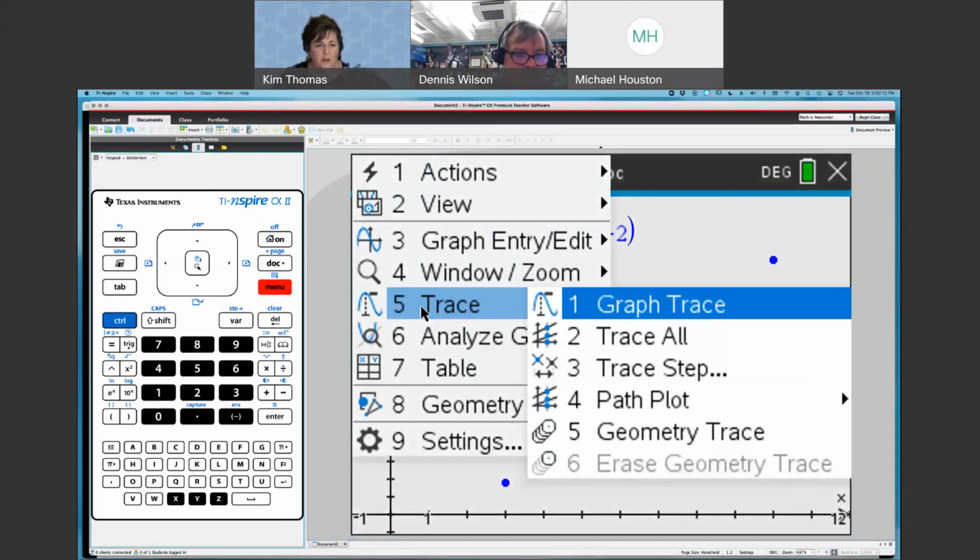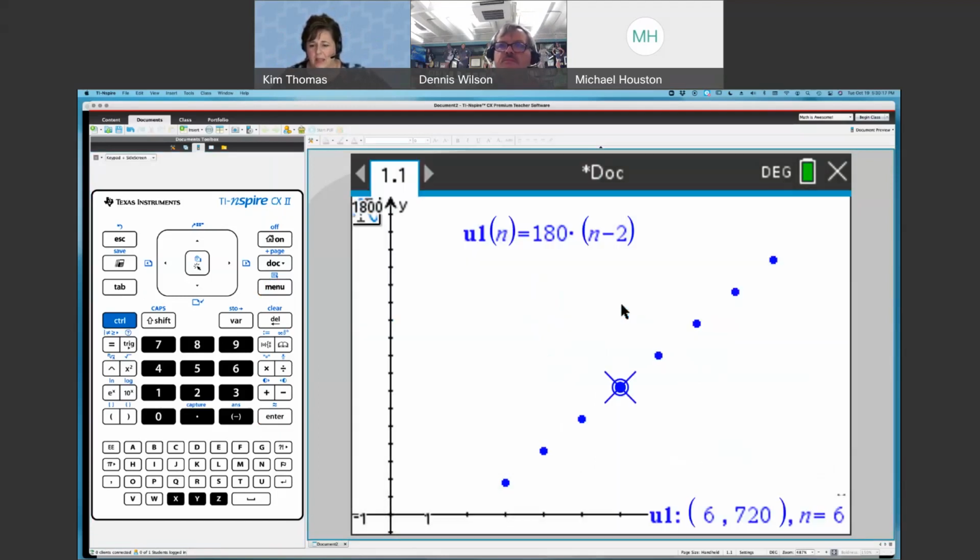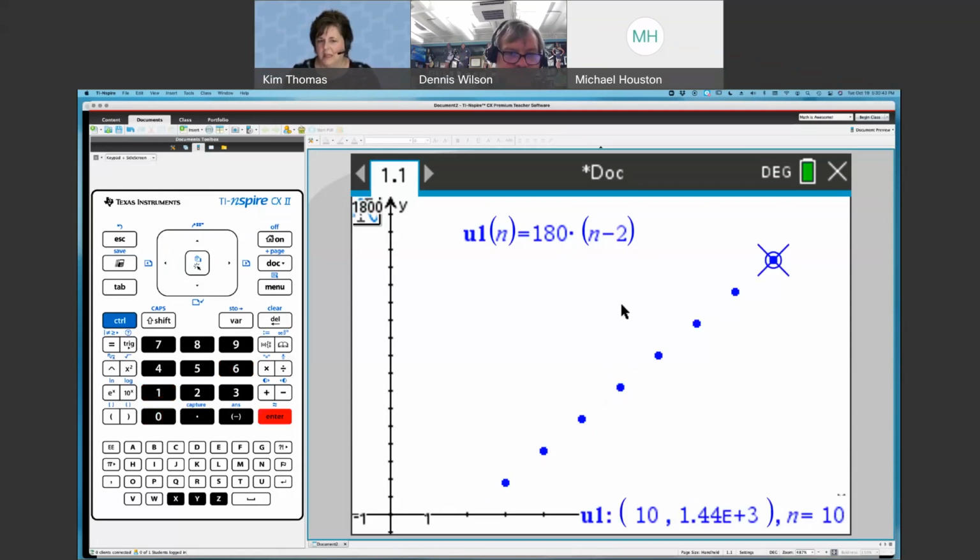So again, on the Nspire, we hit menu and trace, and we're going to hit graph trace. And now you can see what's different about this particular plot is I have my n's. So at n equals 3, my input of 3 sides, I have a sum of 180 degrees. At n equals 4. And then don't forget that you can jump around. So I can type in 6 and hit enter, and I can see what happens at 6 sides. I could type in 10 and hit enter and see what happens there.